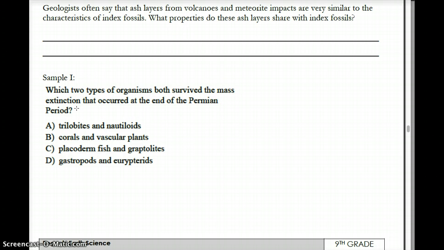Students generally know at this point what an extinction event is, and a mass extinction is an event such as an asteroid or comet impact where most of the organisms around the world go extinct within a relatively short period of time. In this case, it's asking us which ones both survived. So if any of these in A, B, C, or D became extinct, we know by default that's not the correct answer.